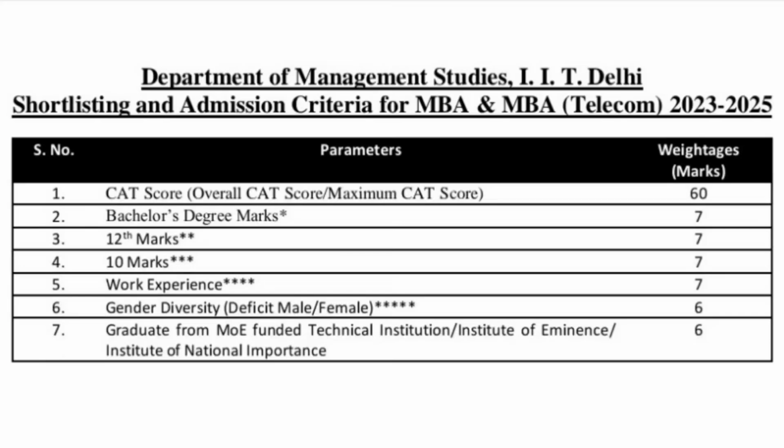So if we consider the final shortlisting criteria for the MBA and MBA in Telecom program for IIT Delhi, then 60% weightage is given to your CAT score, 7% weightage is given to your bachelor's degree, 7% weightage is given to your 10th score, 7% weightage is given to your 12th score, 7% weightage is given to work experience, 6% weightage is given to gender diversity, and 6% weightage is given to graduates from an MOE funded technical institution or Institute of National Importance.